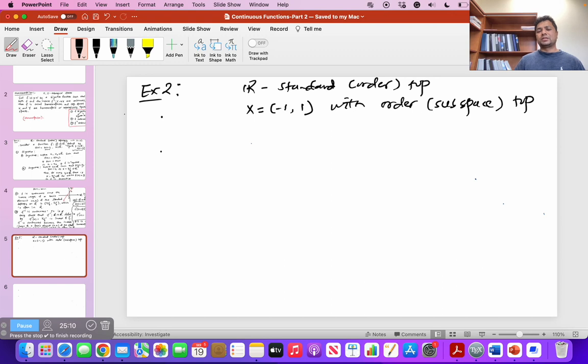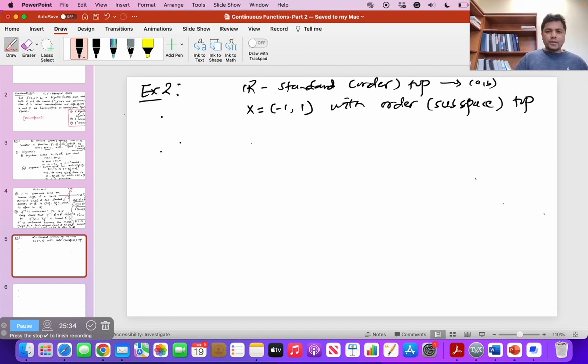So let's consider this subset of R with the order topology or the standard topology. Basically, R with the standard topology, the basis elements are open intervals like this, and on negative 1 to 1 with the order topology or subspace topology, these are obviously the open intervals of this form.